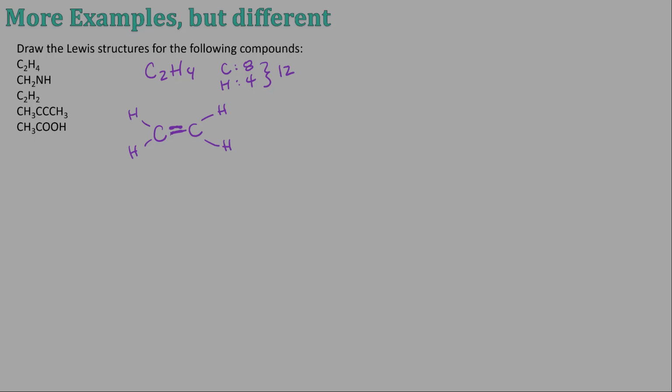CH2NH. The way that this is written is telling you the order of the atoms. It's saying that we have a carbon with 2 hydrogens connected to it, that's connected to a nitrogen, that's connected to a hydrogen. So if I was to count up the valence electrons for this, I would have 3 for hydrogen, 4 for carbon, and 5 for nitrogen. And so that would be 12.